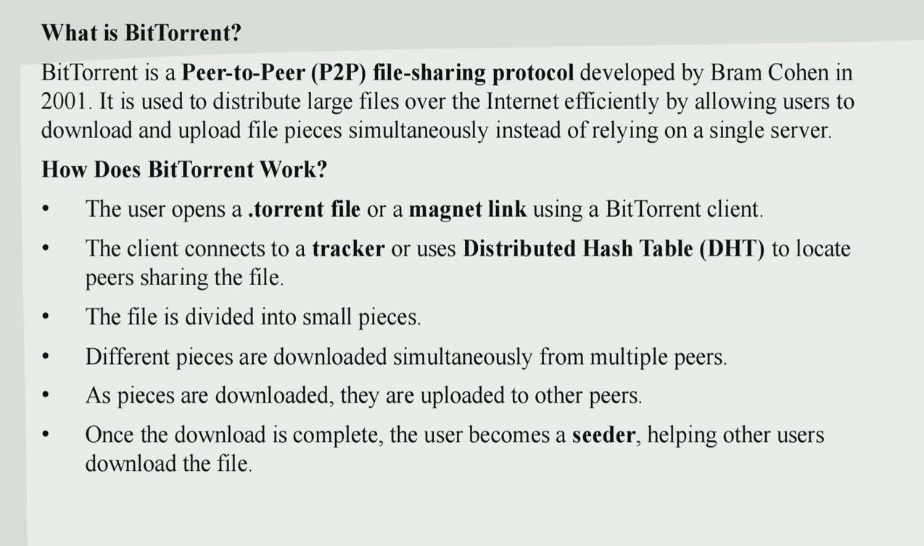First, the user opens a torrent file or magnet link using a BitTorrent client such as qBittorrent. The client then contacts a tracker or a distributed hash table, also known as DHT, to find users who have the file. The file is divided into many small pieces. These pieces are downloaded simultaneously from multiple peers. As soon as a user downloads a piece, it is immediately shared with other users. Once the entire file is downloaded, the user becomes a seeder and helps others download the same file. The sharing process makes BitTorrent efficient and scalable.